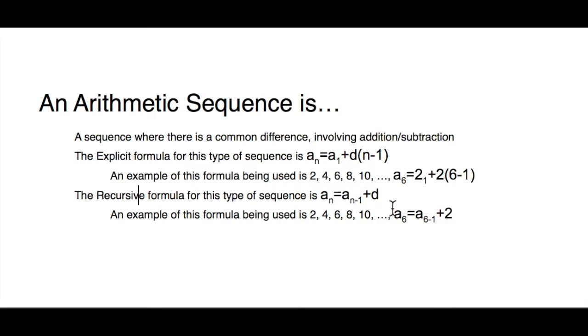So say you're trying to find the 6th term, right? a_6 equals a_(6 minus 1). That's the previous term, because 6 minus 1 is 5, and the 5th term is 10. So this would be 10. You add 2, since that's the common difference, and you get 12. Just like what we got with this formula. And that's what we got with the arithmetic sequence.